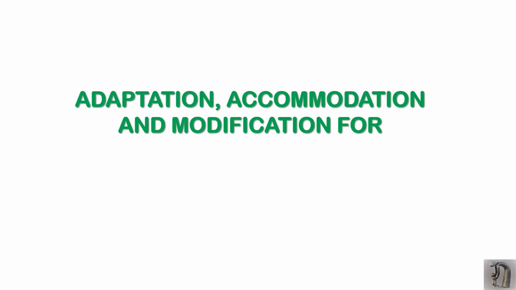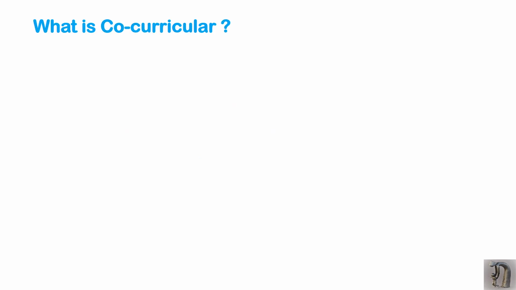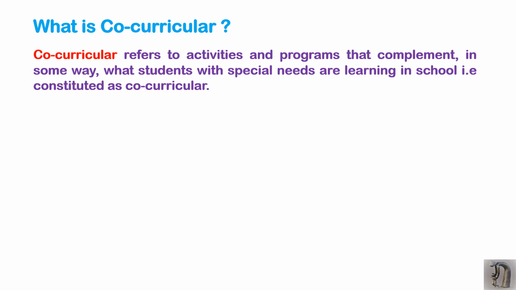Today I'm going to talk about adaptation, accommodation, and modification for co-curricular activities. So let us move and understand what is co-curricular. In the school, you have experienced a number of activities and programs organized by the school, not only for the normal kids, but also for the special need children. Those learning experiences are called co-curricular activities.